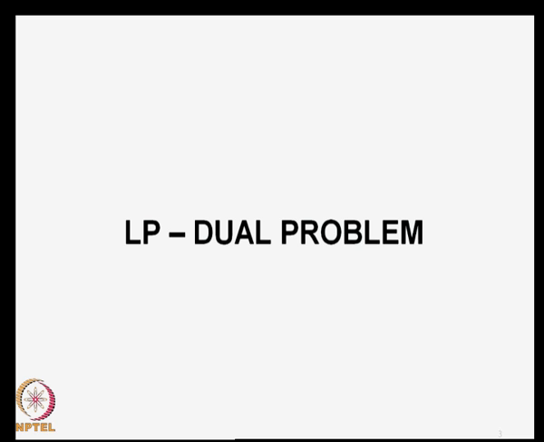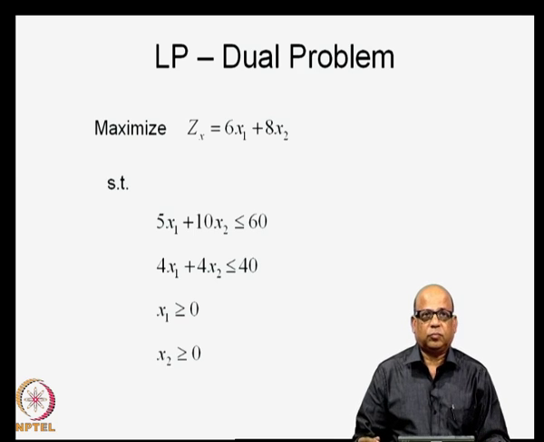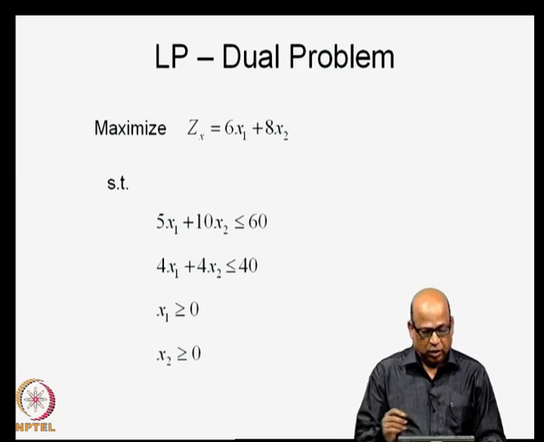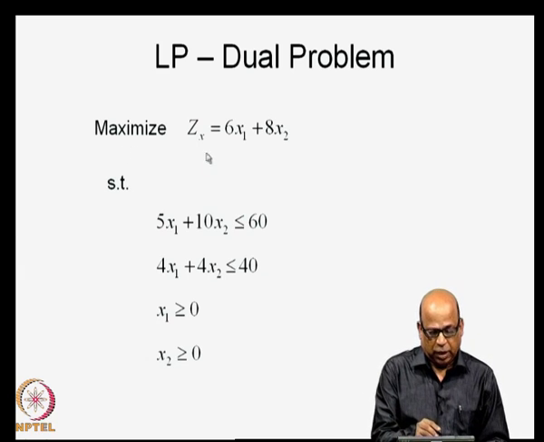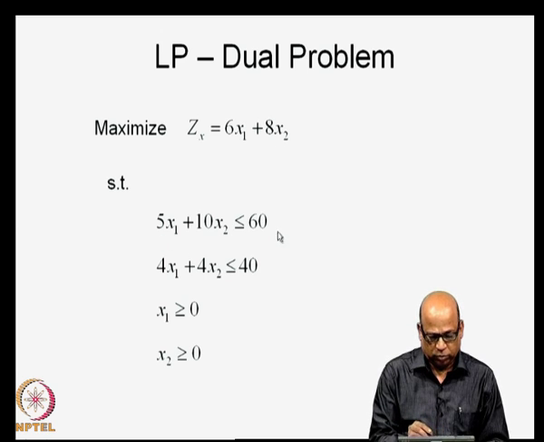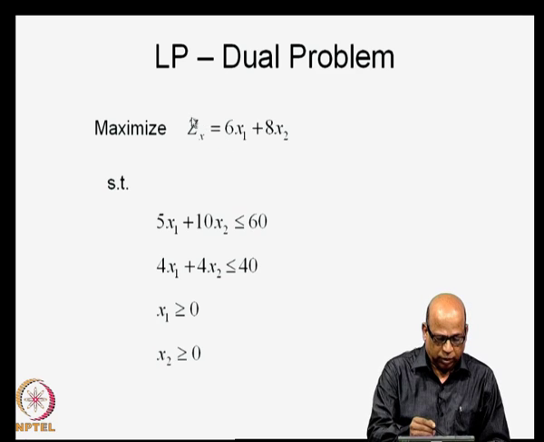So, to introduce what a dual problem is, I will start with a simple numerical LP example, where we maximize z x equal to 6 x 1 plus 8 x 2, subject to 5 x 1 plus 10 x 2 less than or equal to 60, 4 x 1 plus 4 x 2 less than or equal to 40, x 1 and x 2 non-negative. So, this problem has a maximization objective function, the constraints are of less than or equal to type, and both the variables are non-negative.